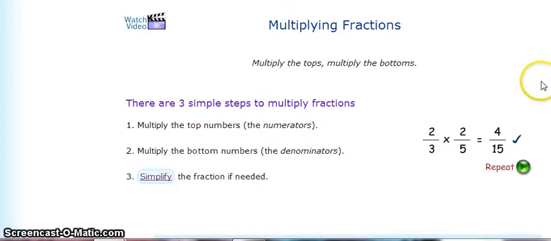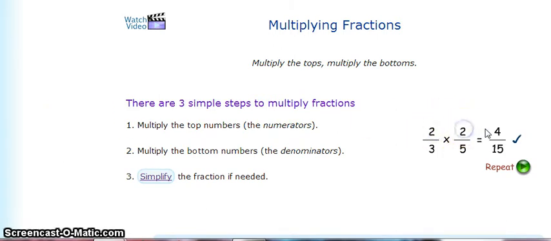We've been learning how to multiply fractions, and I wanted to do this screencast as a resource to provide you with a resource to refer to if you're by chance at home multiplying fractions and forget what to do. And there's three simple steps to multiply fractions: numerator times numerator, denominator times denominator, just like we did here.